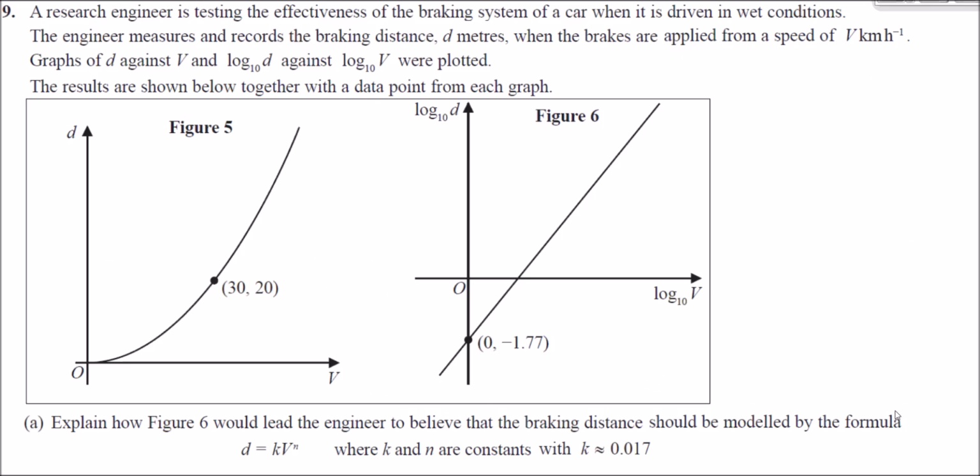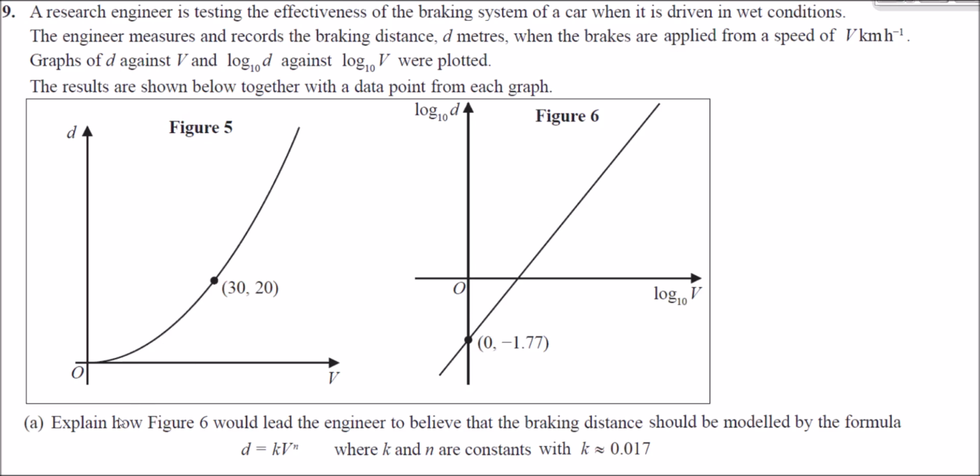Question 9 involves a research engineer who's testing the effectiveness of a braking system of a car when it's driven in wet conditions. The engineer measures and records the braking distance d meters when the brakes are applied from a speed of v kilometers per hour. Graphs of d against v are shown, so this is d against v, and also log base 10 of d against log base 10 of v over here were plotted. So one is obviously linear, the other is non-linear.